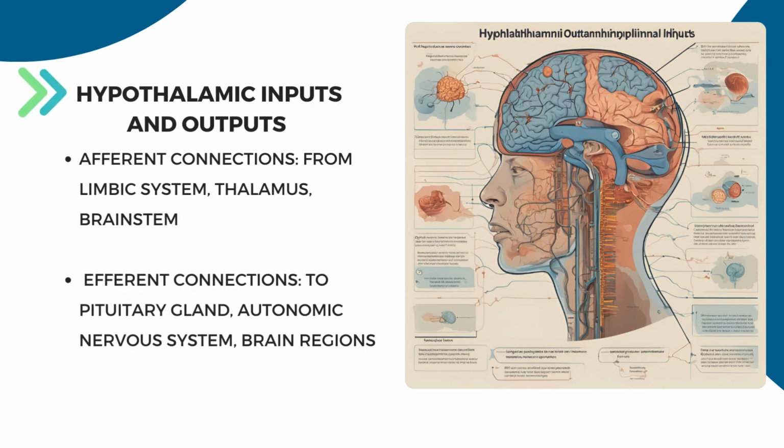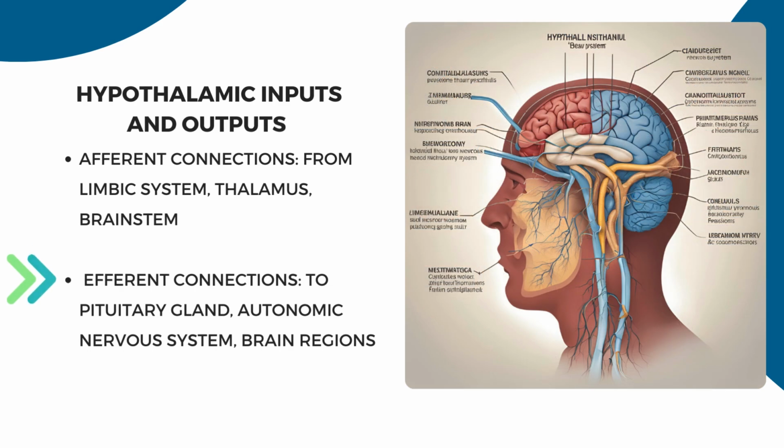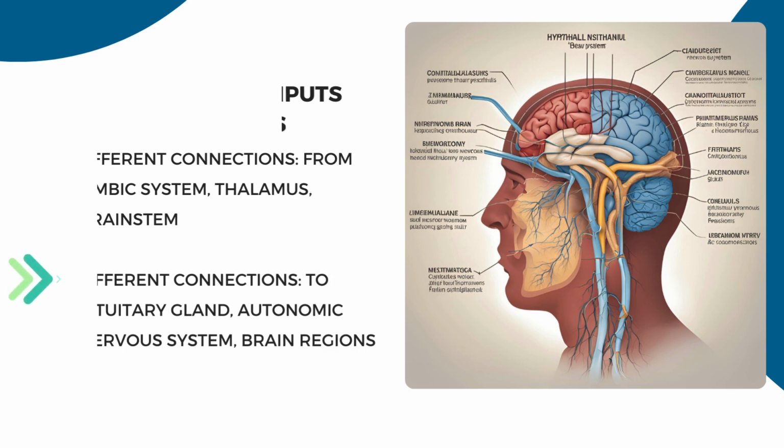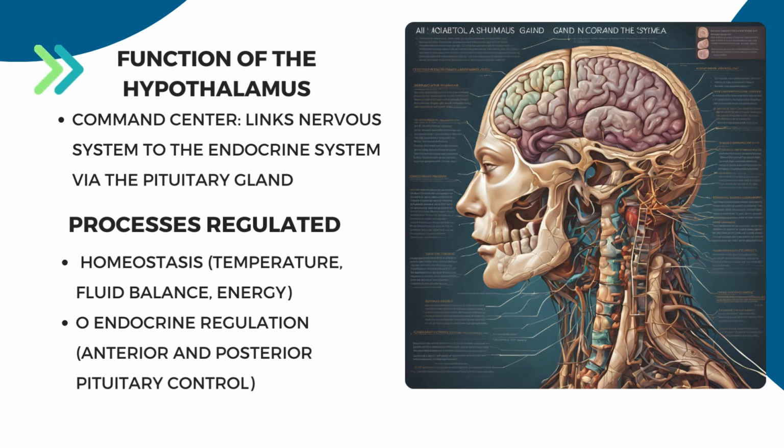Hypothalamic inputs and outputs. Afferent connections: it receives input from the limbic system, thalamus, and brainstem, integrating emotional and physiological information. Efferent connections: it sends signals to the pituitary gland, autonomic nervous system, and other brain regions to regulate endocrine and autonomic functions. Function of the hypothalamus.